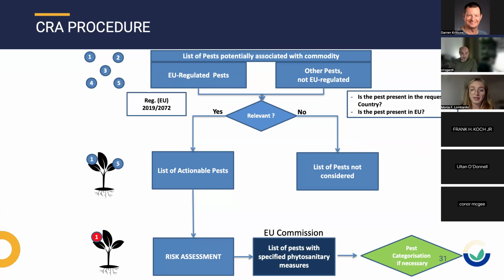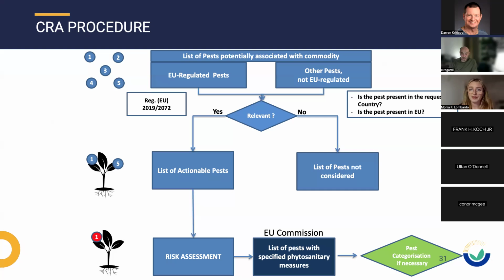And the pest selection process starts with the identification of all the pests that are potentially associated with the commodity species. And these are then selected as either EU-regulated pests on the basis of the EU Regulation 2019/2072 or as non-regulated pests. And each pest is subsequently assessed for its relevance. As you may see, relevance, yes, no. If a pest is considered not relevant, it is excluded from further analysis, while if it's relevant, it is included in the list of actionable pests.